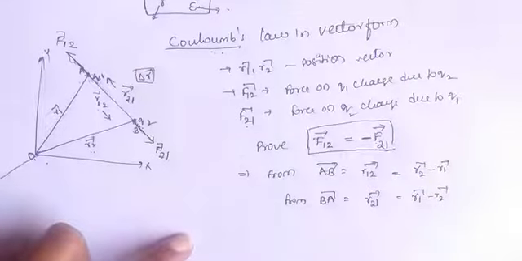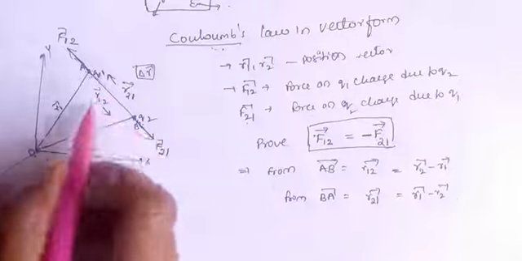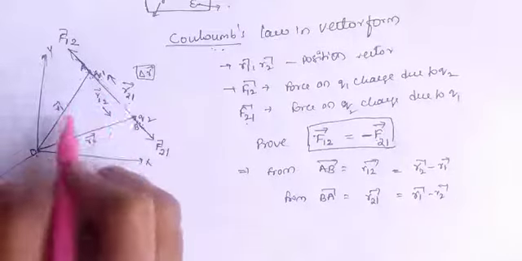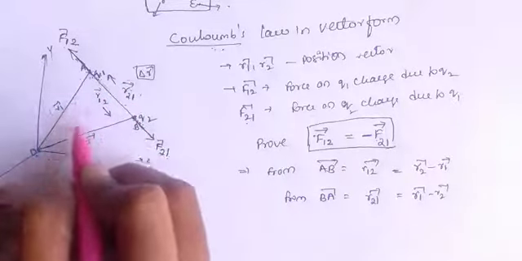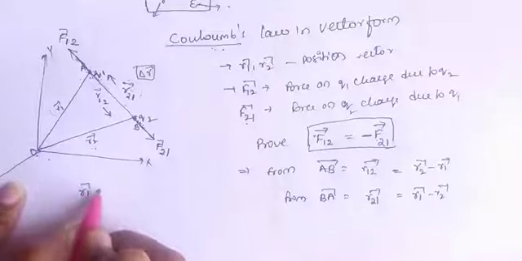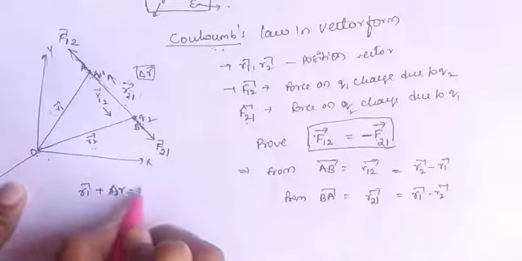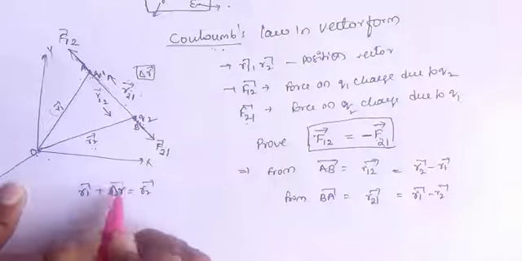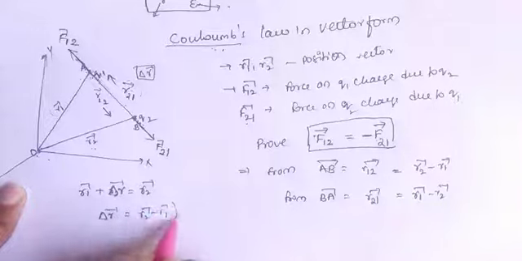Now this is the magnitude. Now we have to get the force. For the force, this is the resultant vector. Already we know that these two can be added and give this second vector. So that means R1 plus change in R must be equal to R2. So change in R is equal to R2 minus R1.